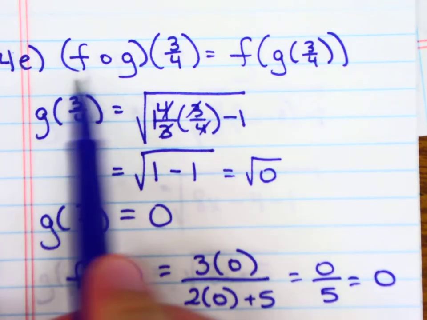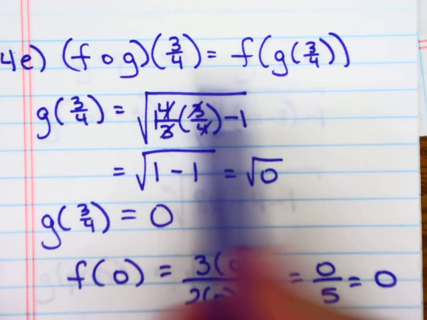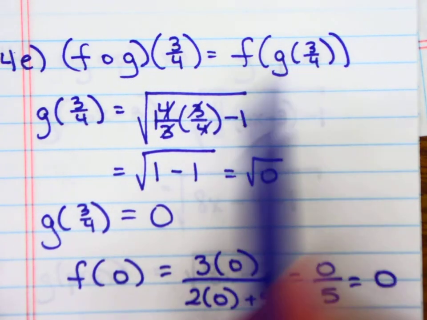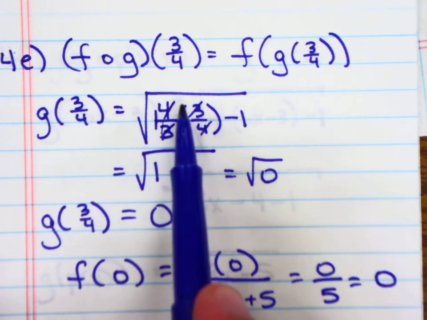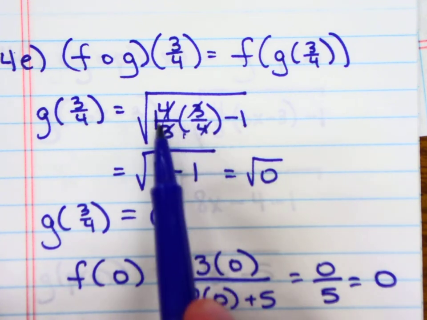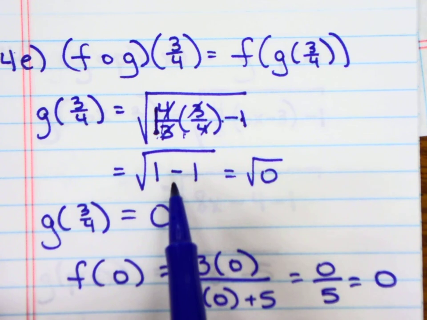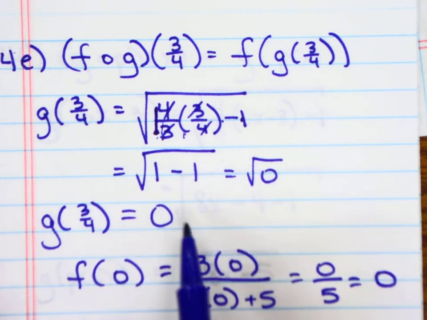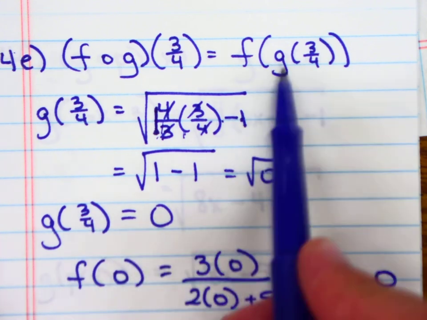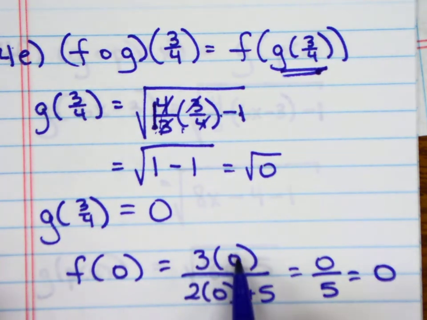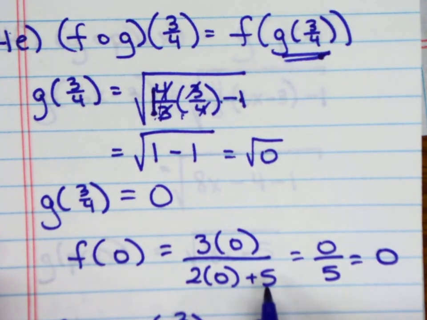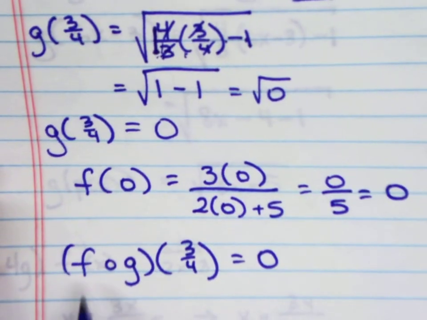For e, f of g of 3/4. So we start by doing g of 3/4. So to do g of 3/4, you plug 3/4 in for x. 4/3 times 3/4, 3's cancel, 4's cancel, and you just get 1 minus 1, 0. Square root of 0 is 0. So g of 3/4 is equal to 0. So then we do f of 0, 3 times 0 over 2 times 0 plus 5, 0 over 5 equals 0. So your final answer, f of g of 3/4 equals 0.